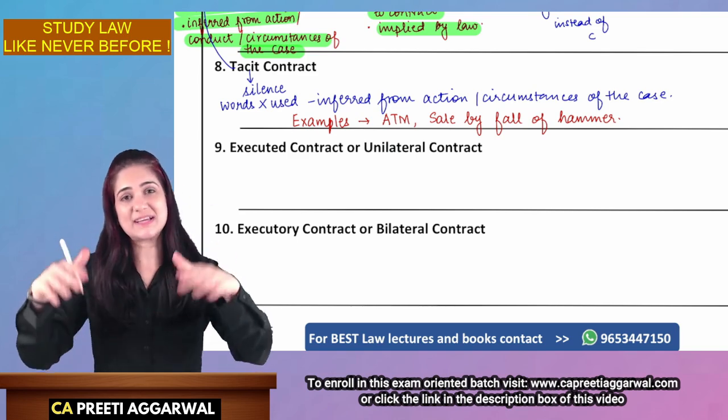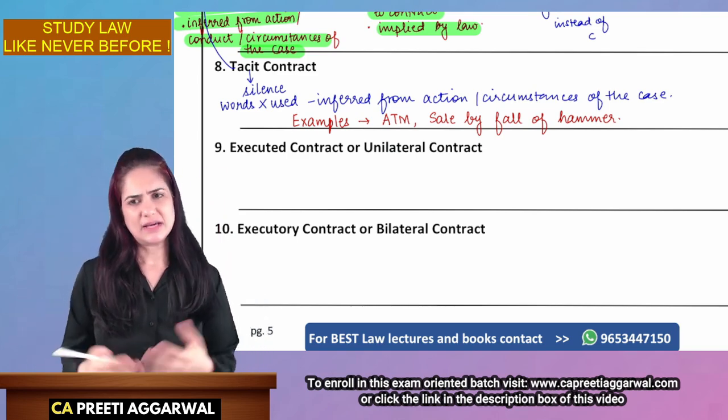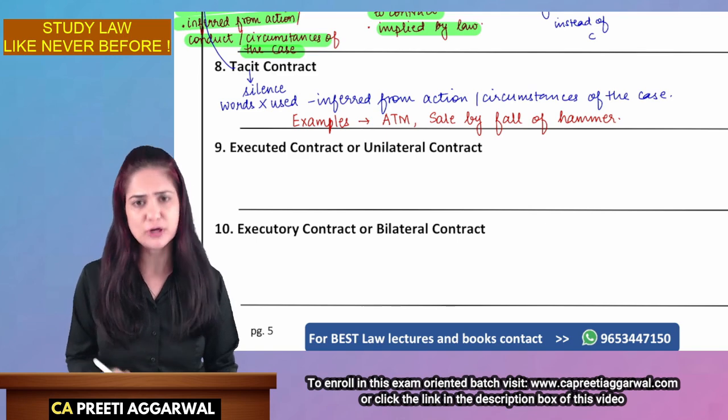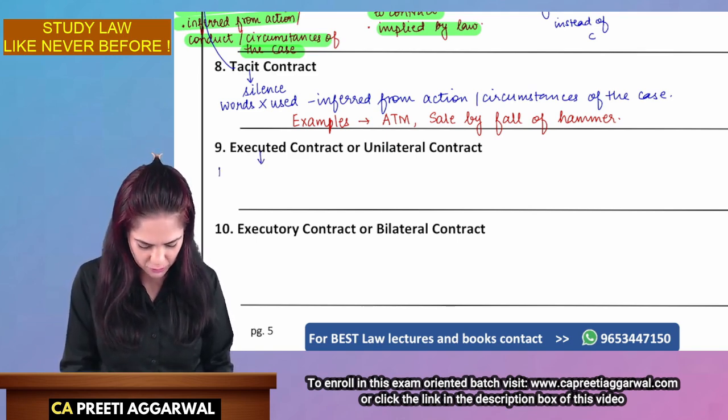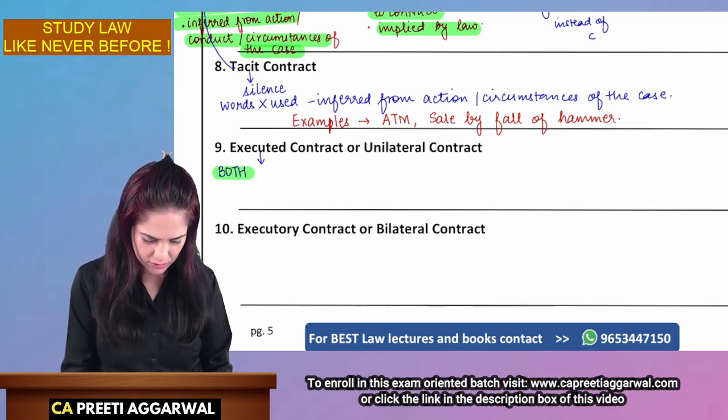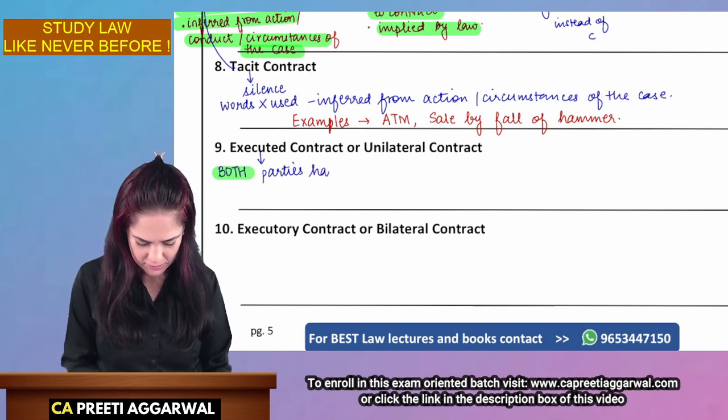What is the meaning of executed contract? Executed means both the parties have fulfilled their obligation. So what is the meaning of executed? Both. This is my keyword. Both parties have fulfilled the obligation.